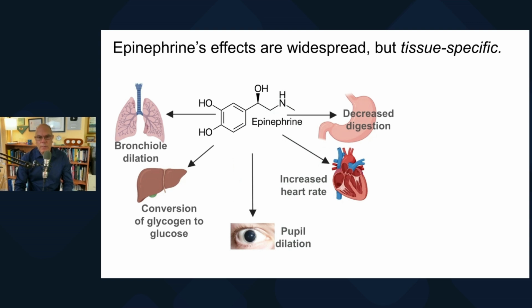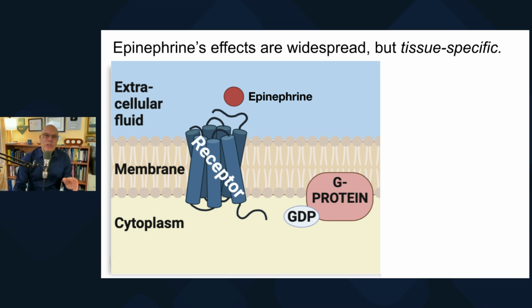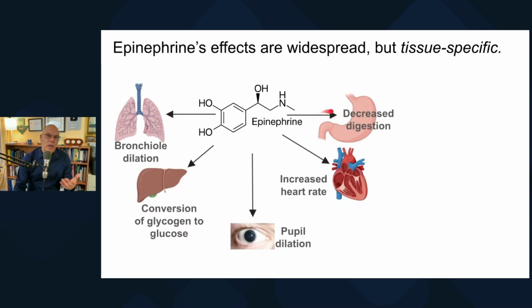So as I said earlier, epinephrine goes into the bloodstream from the adrenal glands. It goes everywhere. Some cells don't have receptors for adrenaline, for epinephrine. They don't do anything. Some cells do have receptors, and then what those cells do is based on the kind of tissue that they are. So in the stomach, epinephrine will cause digestion to decrease. In the heart, it'll cause the heart rate to increase. It'll cause your pupils to dilate. It'll cause your bronchioles to expand.